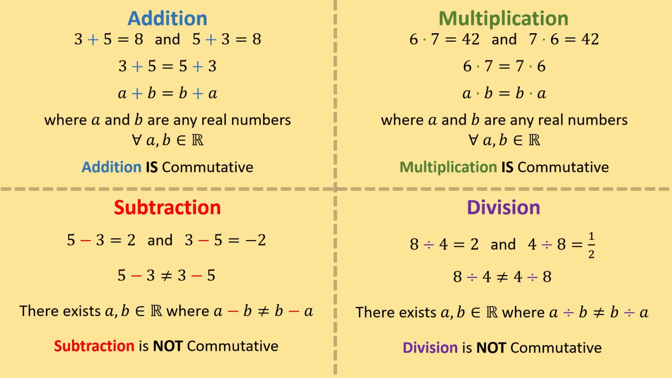This is a really important distinction. The commutative property can be applied when using addition or multiplication with real numbers. However, the commutative property cannot be applied when using subtraction or division of real numbers.